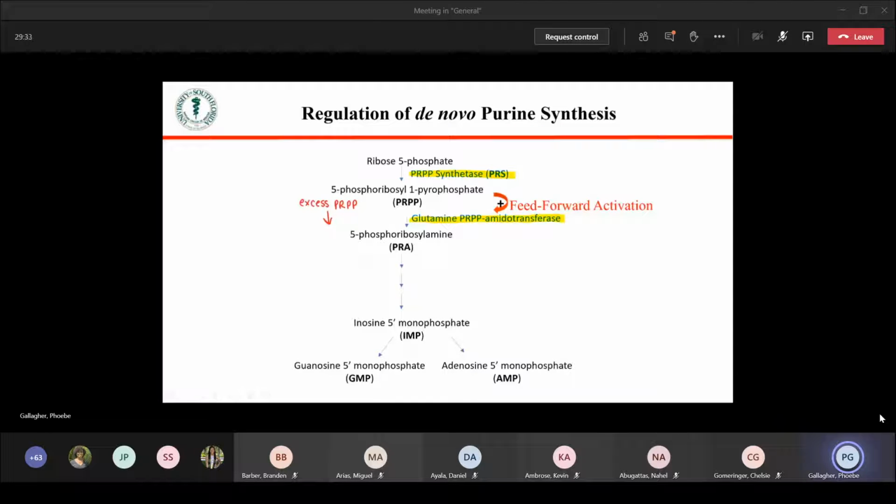Okay, so this is talking about regulation of the de novo purine synthesis. What she wanted you to note is that if you have an excess of PRPP, that means you're going to have an excess of the reactants. So if you have more reactants, you're going to want to make more products, right? We talked about that in lecture 1, where you have an increase in reactants, you make more products, it goes in a feed-forward activation. So if she were to ask you if there's a lot of PRPP, what would happen? It would make more products, feed it forward. So that's the big point here.